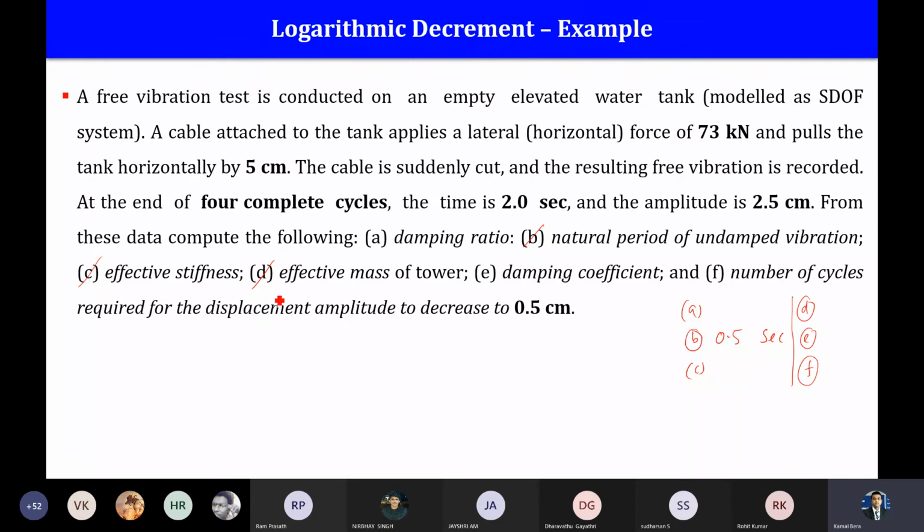First you have to find out the effective stiffness. Anybody? What is the stiffness value? 1.46 into 10 power 6, sir. 1.46 into 10 power 6 Newton per meter. What is the value of D? Effective mass.